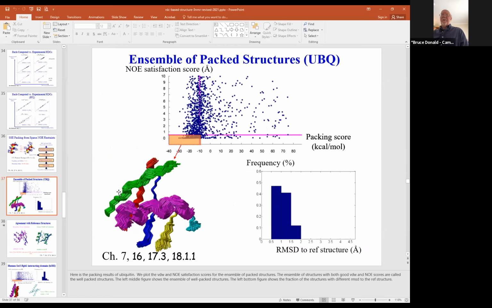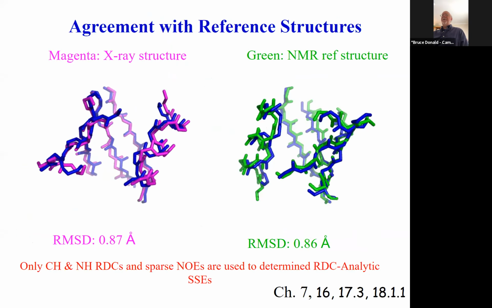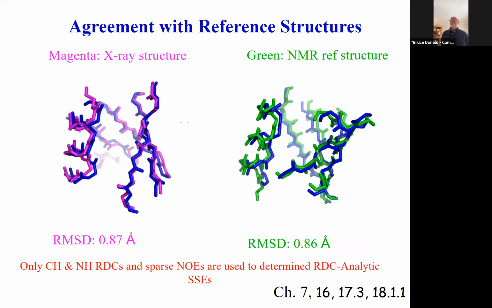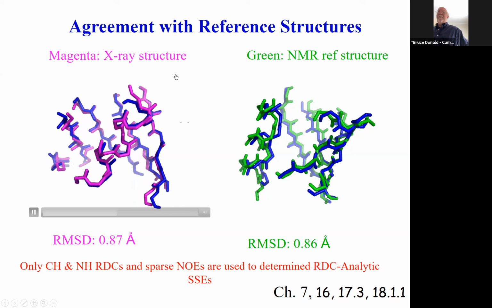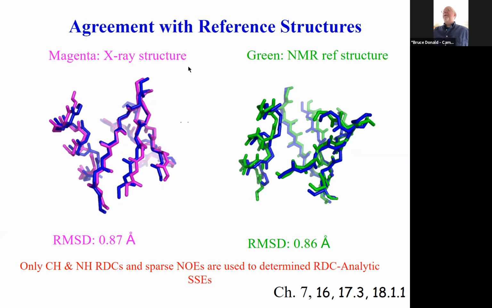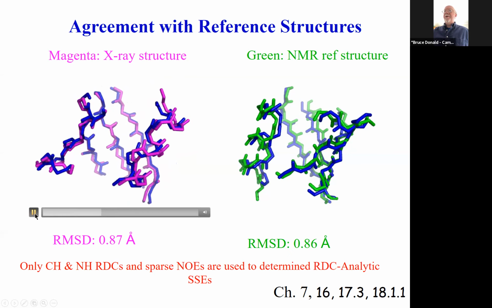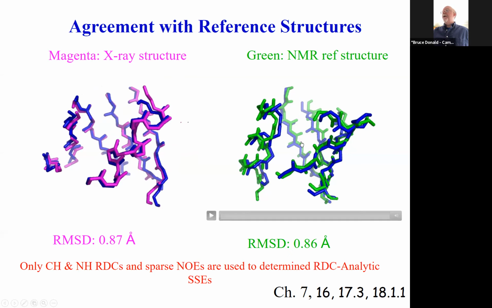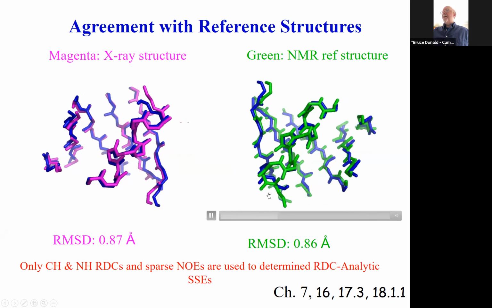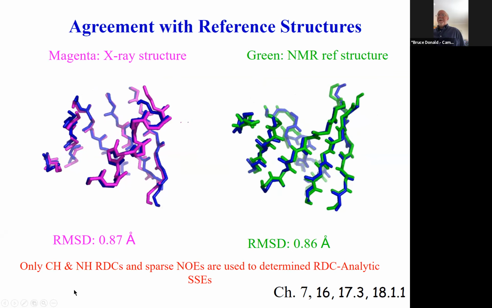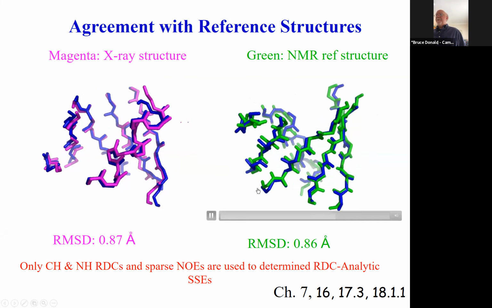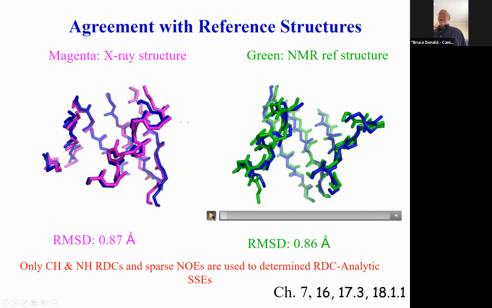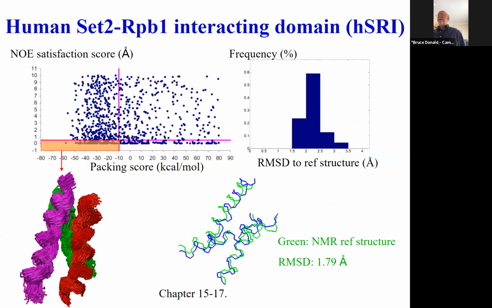I'm not going to show you all of these details. Let's look at just a couple here. We can combine these and get final structures. So again, here's an example of packed structures in this one case, agreement with reference structures. Compared to the X-ray structure, it looks pretty good. The statistics are good. There's an NMR structure that also looks quite good when we do that. So basically, this is a case of just using CH and NH RDCs and only sparse NOEs that are relatively easy to assign. So again, many cases where we can look at this, they seem pretty decent.